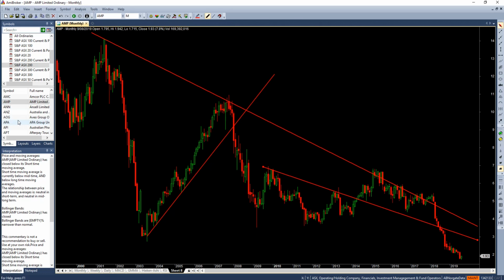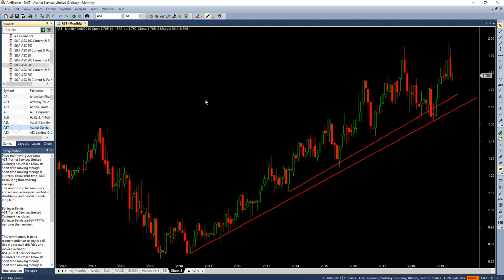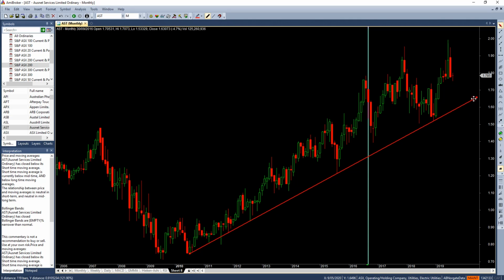Let me see. These are the stocks under the ASX 200. There you go, AST. Let's just have a look. This one. Let's go to the monthly. Okay, this is monthly here. Let's just remove that, and then we just redraw that again. So let's just see. Okay, this one.